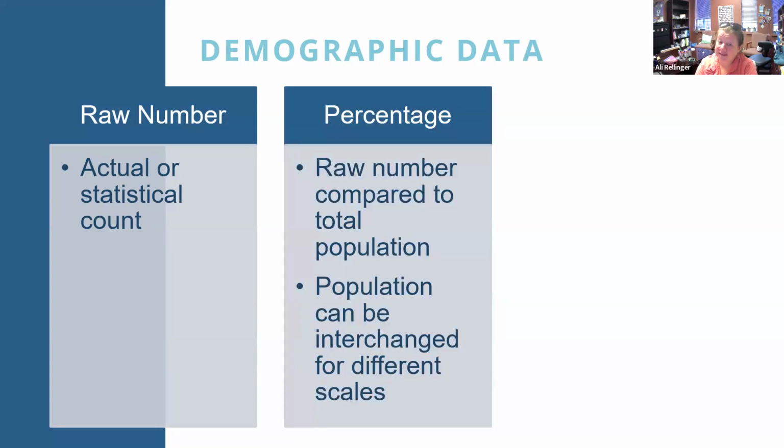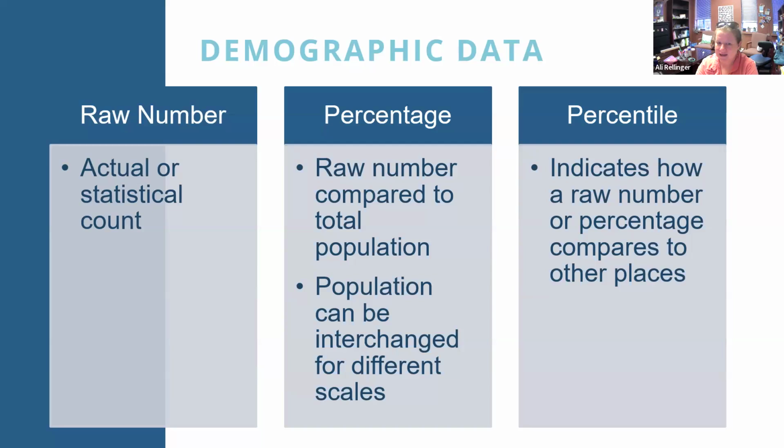We then often see things presented as a percentage. This means we are taking a raw number and comparing it to a percent total, like out of your total population, or things like that. Then we get into percentile. And this is where a lot of the confusion sometimes lies in people using this information. Percentage and percentile are not interchangeable. A percentile indicates how that percentage or raw number compares to other places.